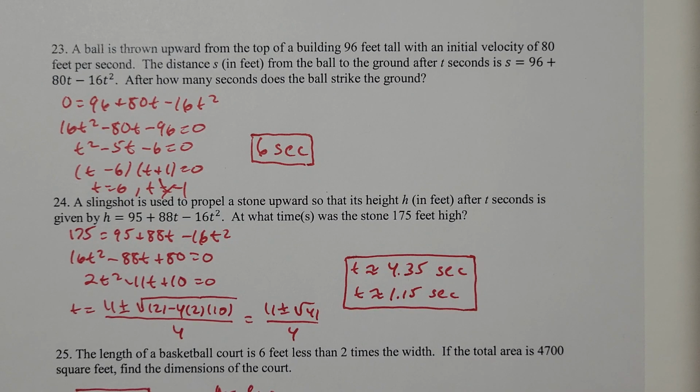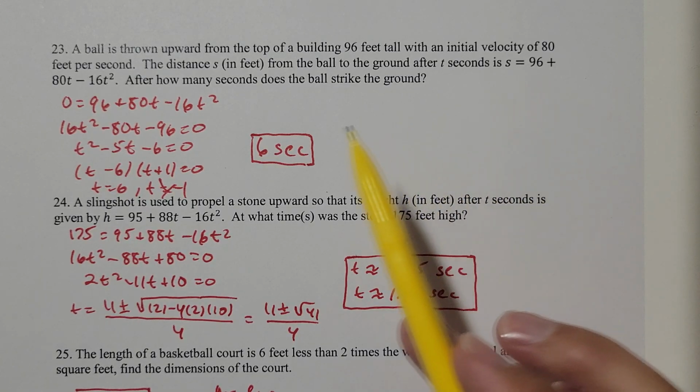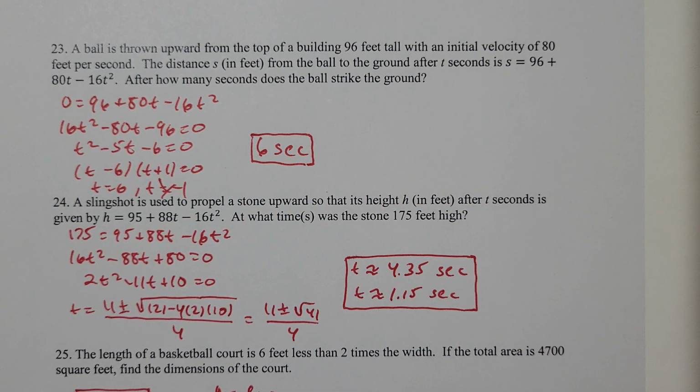It says that a ball is thrown upward from the top of a building that's 96 feet tall with an initial velocity of 80 feet per second. The distance, s, in feet, from the ball to the ground after t seconds is given by the equation s equals 96 plus 80t minus 16t squared. After how many seconds does the ball strike the ground? So s is the height, t is the time.